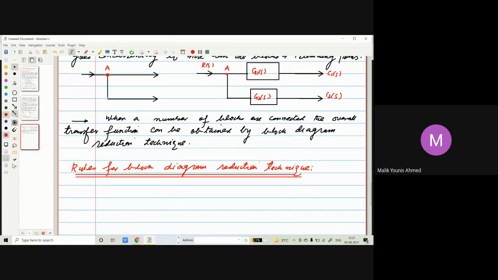Okay. Now rule number one. First rule which we have. Rule number one is blocks in cascade or series. Blocks in cascade, or the blocks are in series. Okay. Let's talk about this rule.